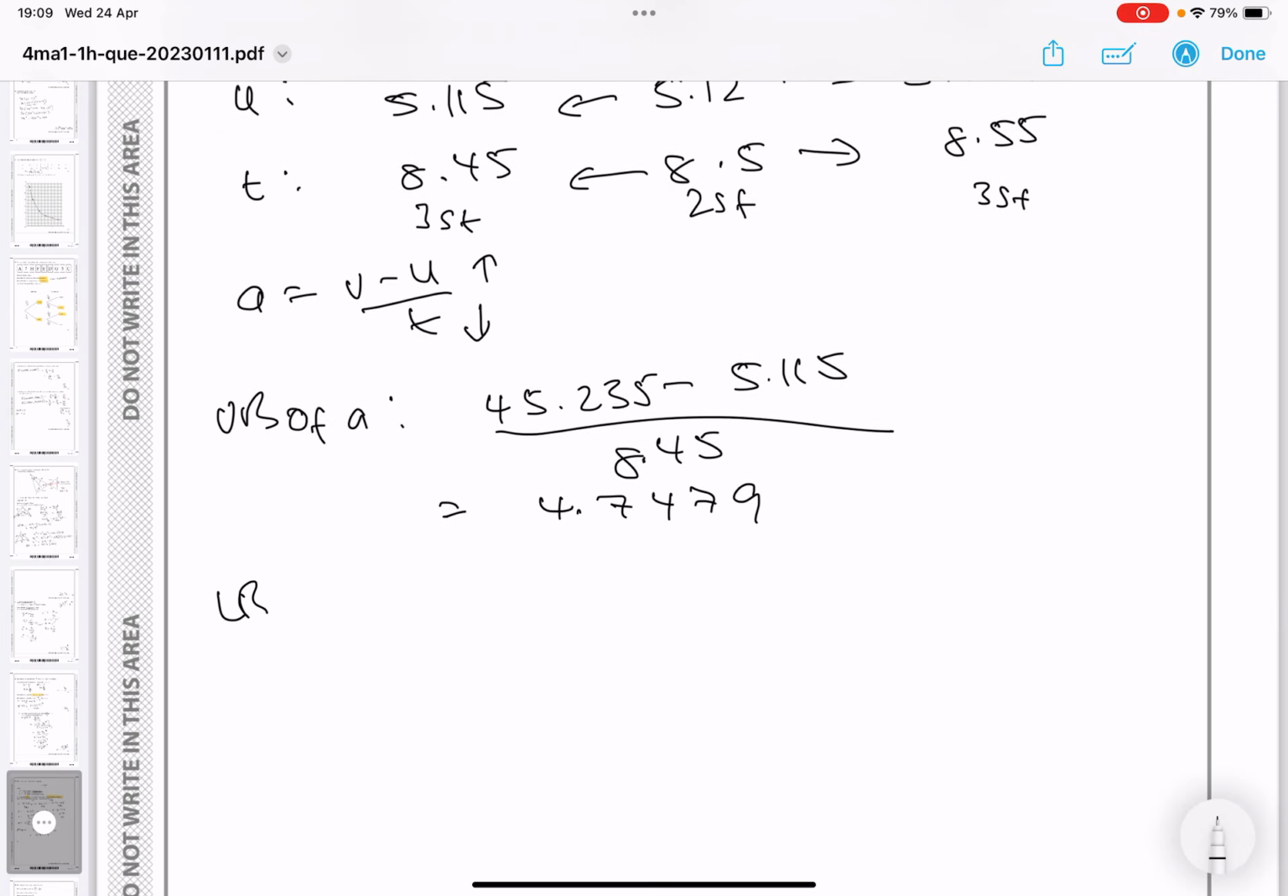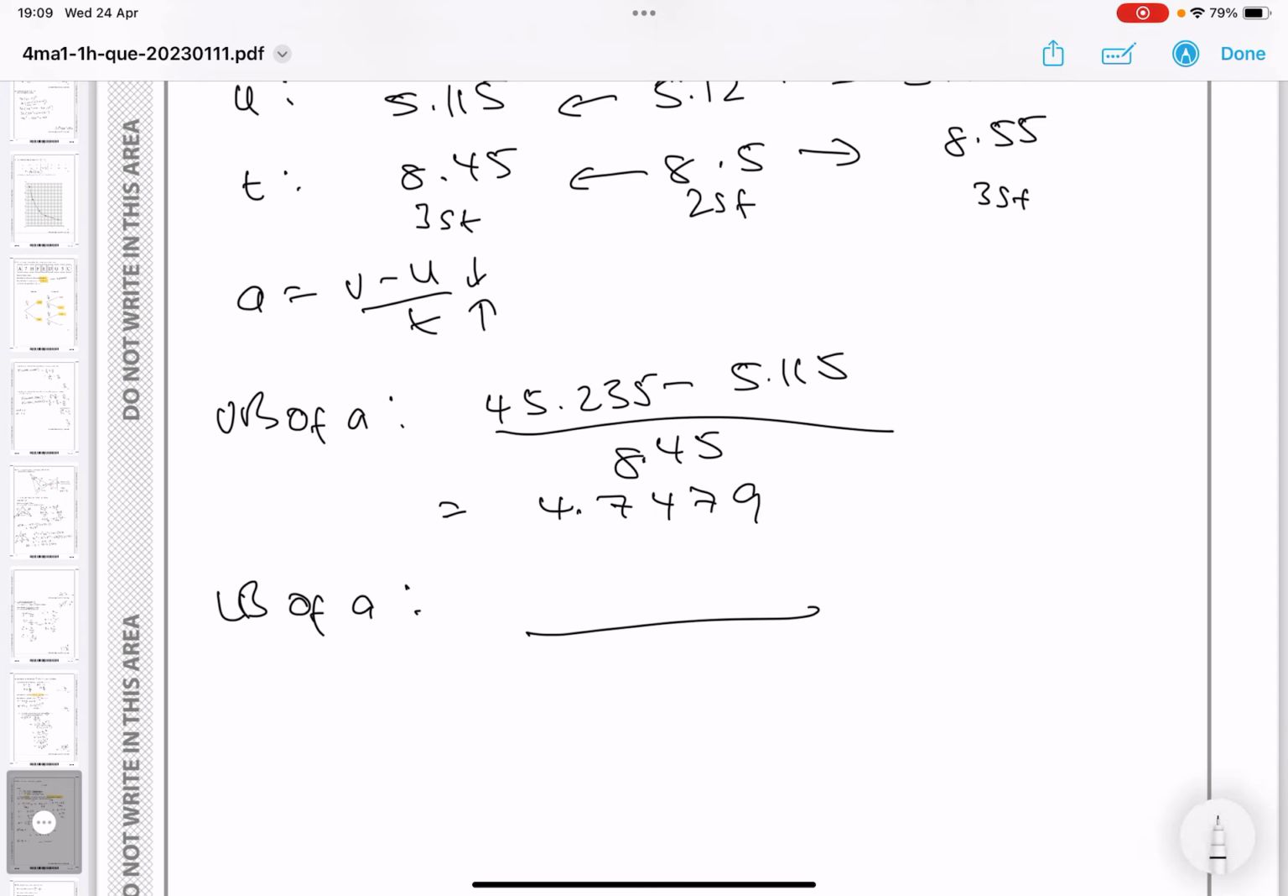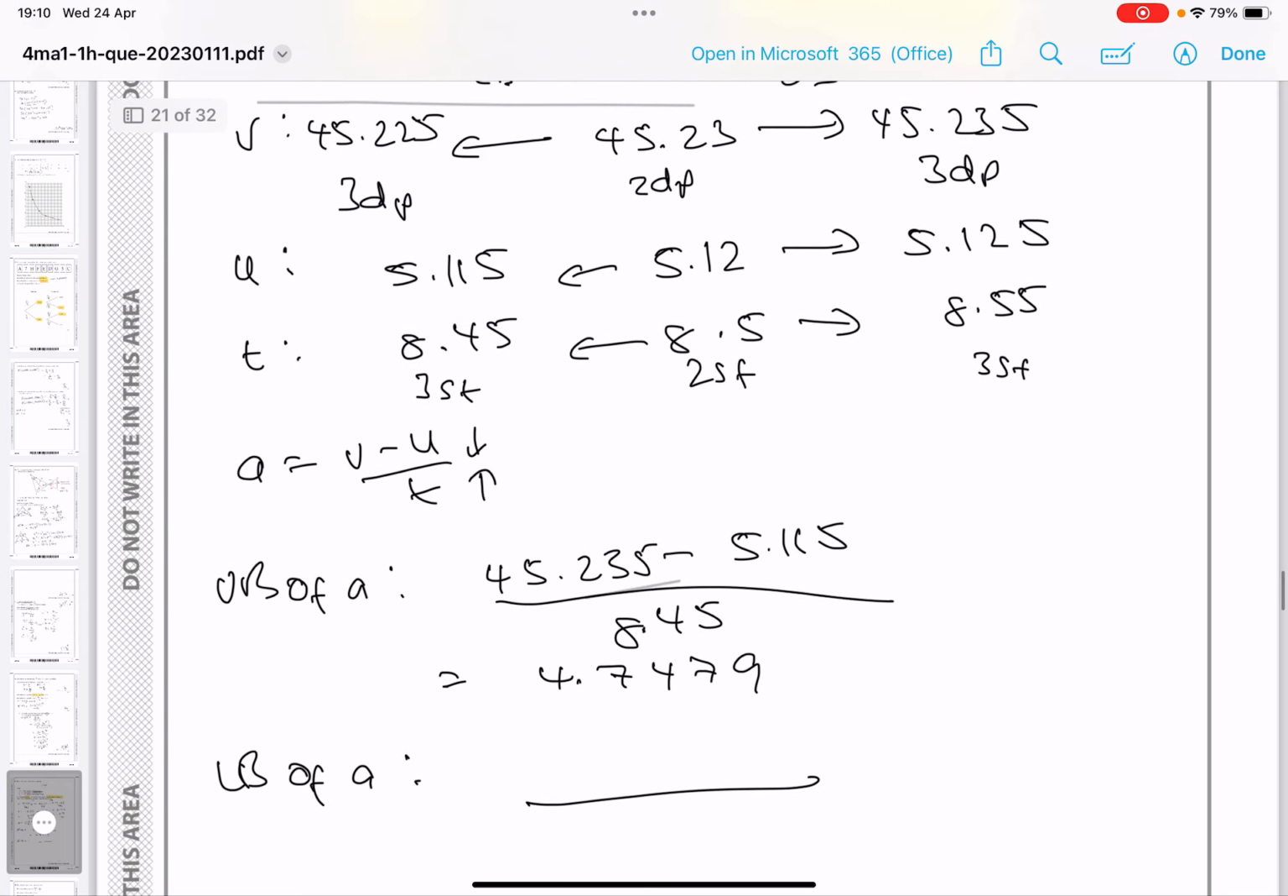Now for lower bound of a, you want to minimize the top and maximize the bottom, okay? So that's how you get the lowest value for a. You want to minimize the top and maximize the bottom. So what that means is you want to get a low value for v, okay? Low value for v and a high value for u, because then you'll get the smallest value. Think about it. If you get a very small value for v and you get a high value for u, then you'll get a small value overall on top, okay?